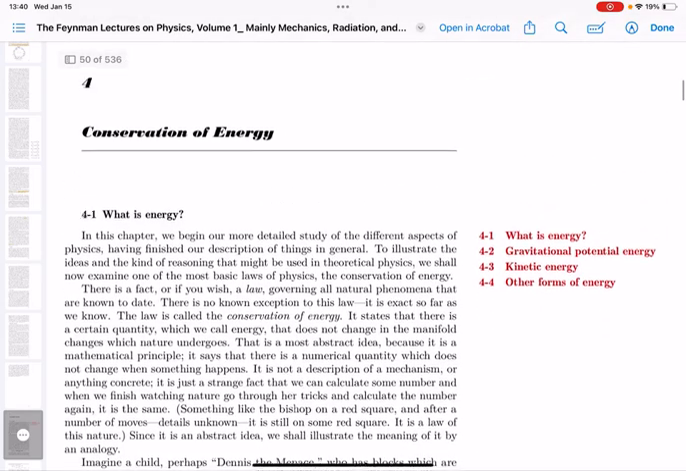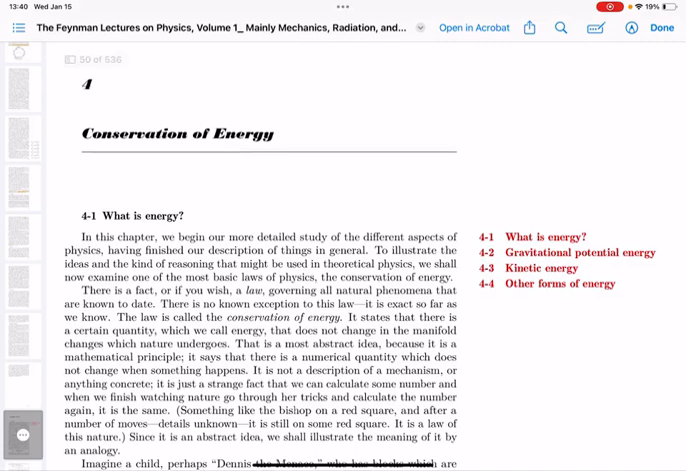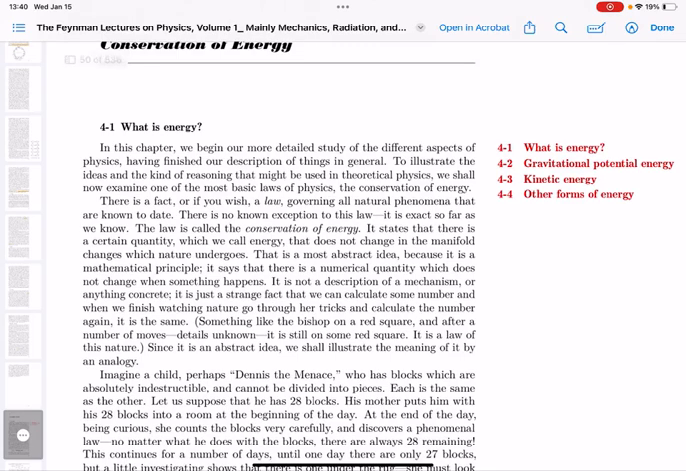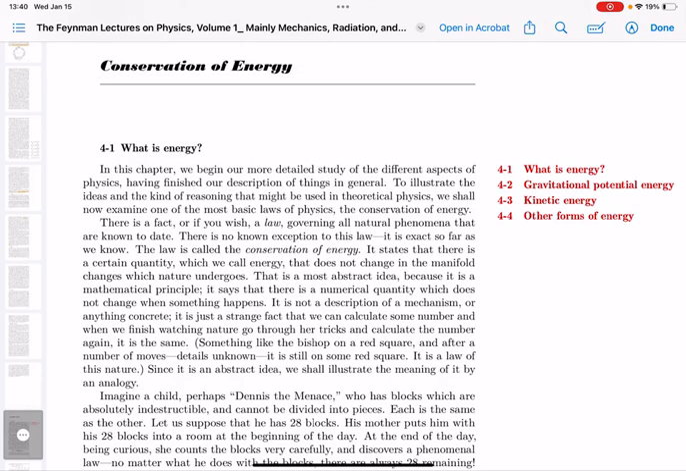Conservation of energy, that's a very great part of physics. So I'm going to be maybe reading this later, but I will be uploading this part of it as well because it's such a beautiful part of physics, and I'll have to read it.